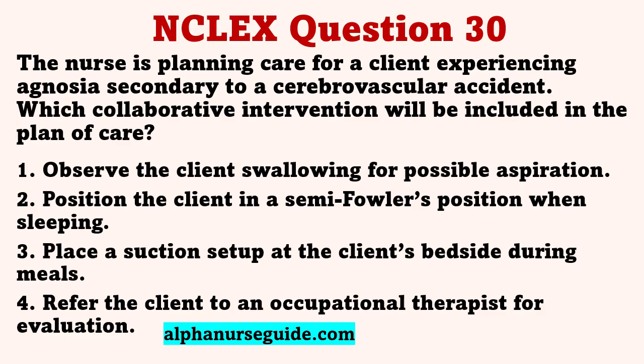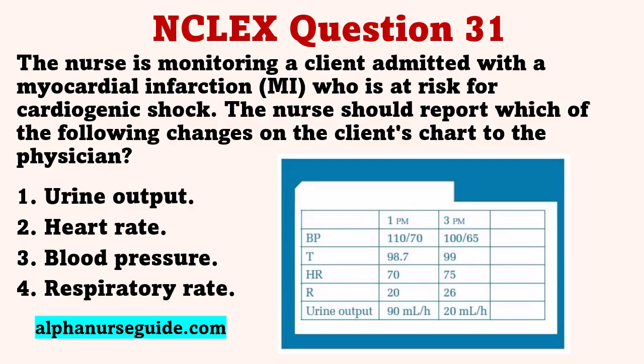care of the client. The nurse is monitoring a client admitted with a myocardial infarction who is at risk for cardiogenic shock. The nurse should report which of the following changes on the client's chart to the physician? 1. Urine output. 2. Heart rate. 3. Blood pressure. 4. Respiratory rate.